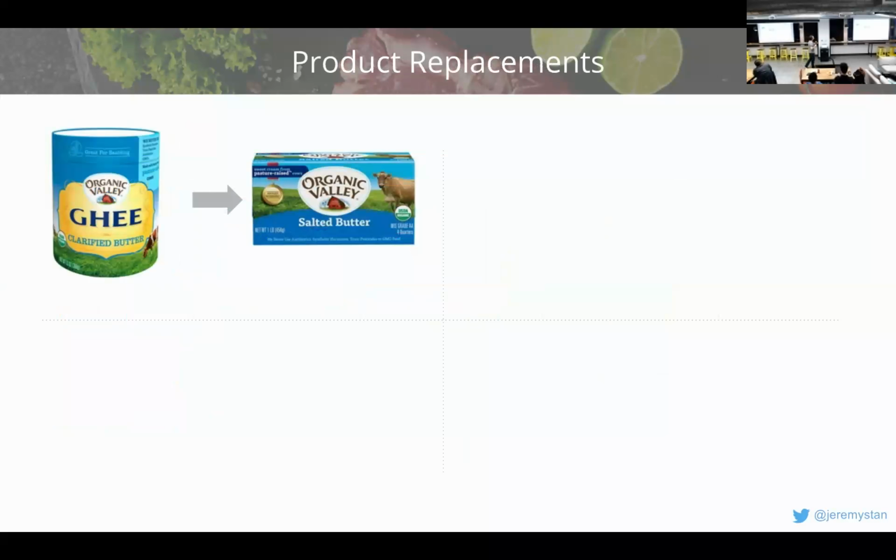Another really interesting application is product replacements. So we get to the store, and it turns out you want a ghee, and it's not there, right?